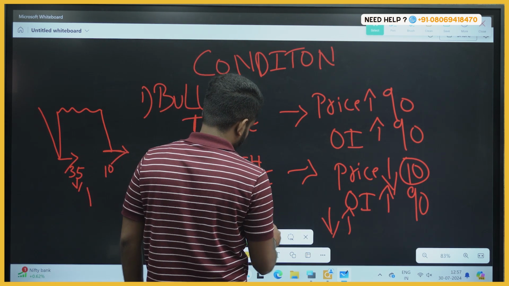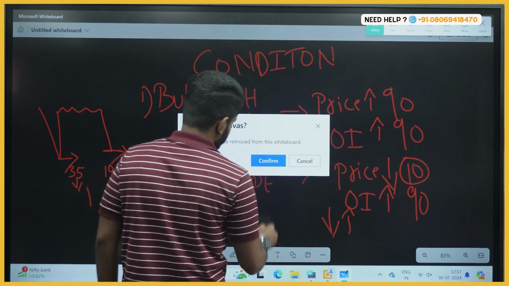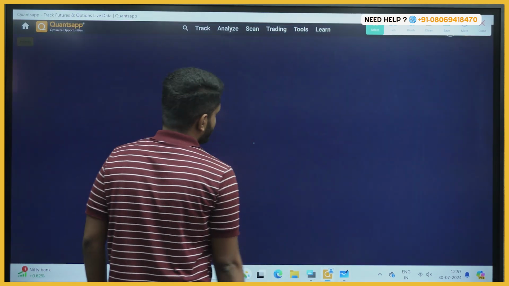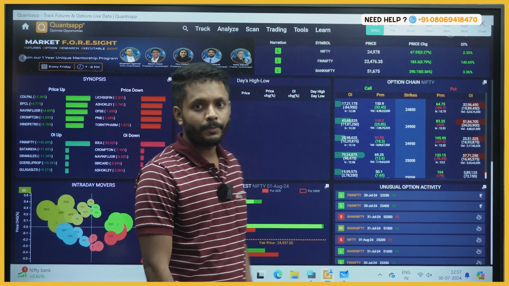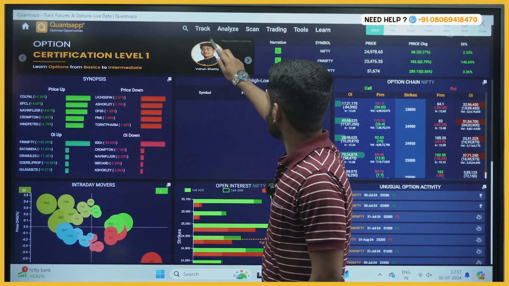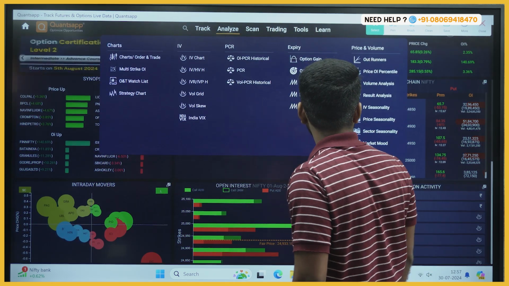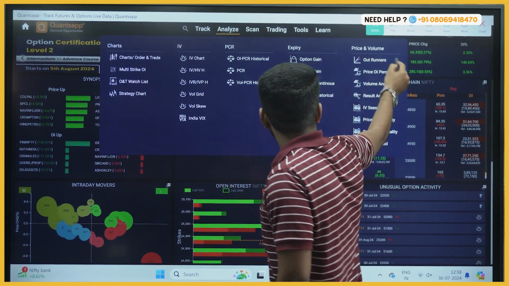Let's go and check out how to use this. Give me a second. So let's get into the home page of the Quantsapp application. You can see the options of Track, Analyze, Scan, Trading. Let me get into Analyze and see the last column.